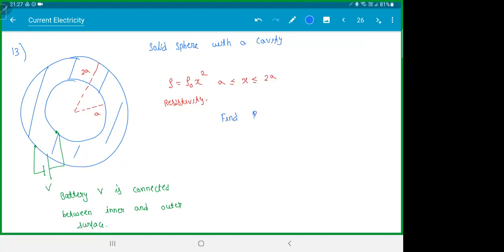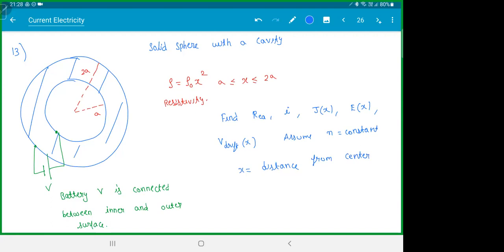Find resistance, find current, find the current density as function of X coordinate, find the electric field as function of X coordinate, find V drift as function of X coordinate. X is the distance from the center. Assume N is constant, N is the number of electrons per unit volume. This will be integer questions. J is proportional to X power minus N, find N.